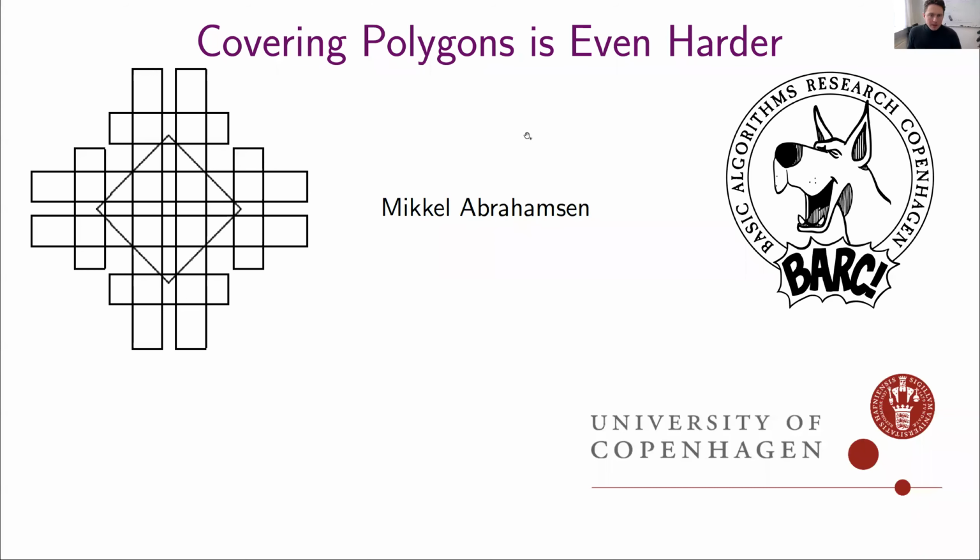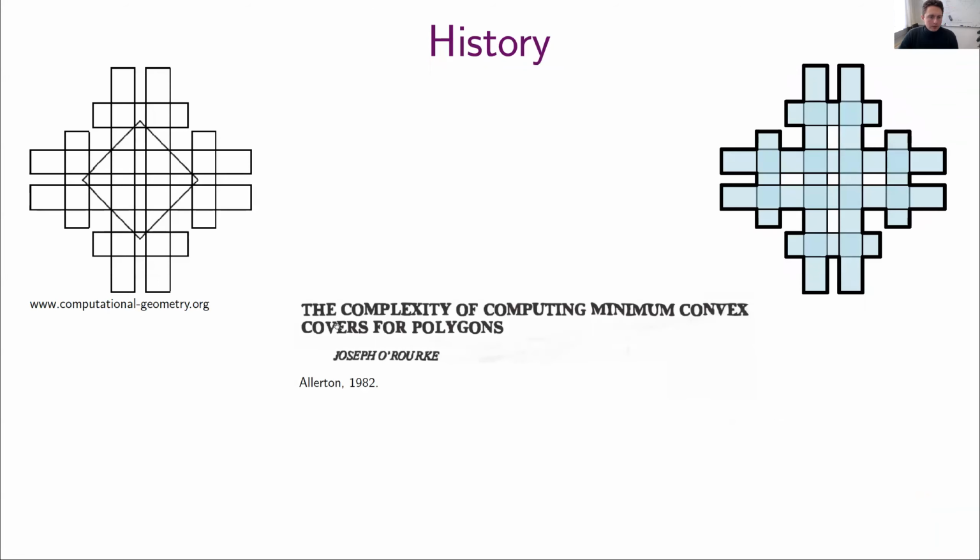Welcome to my talk on my paper, covering polygons is even harder. Some of you might have seen this figure here before. It's used as the logo of the Society for Computational Geometry and often also for the SoCG conference. And it comes from an old paper by Joseph O'Rourke from the Allerton conference. And he studied the problem of covering a polygon with a minimum number of convex polygons.